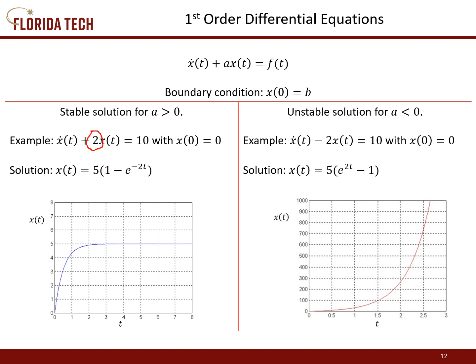The solution is 5 times the quantity 1 minus e to the minus 2t. And you can see in the plot that the solution does not grow without bound. It's stable. On the right-hand side, we see that it's an unstable solution if the value of a is negative. And for this problem, a is negative 2. So now that gives me a positive exponent up here. So that thing's going to grow without bound. E to the 2t, as t grows in time, that value is going to eventually go to infinity. So it's going to grow without bound, and that's unstable.